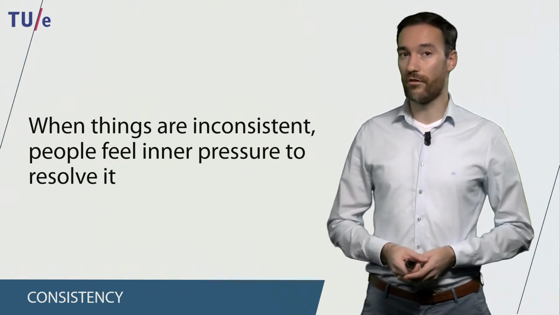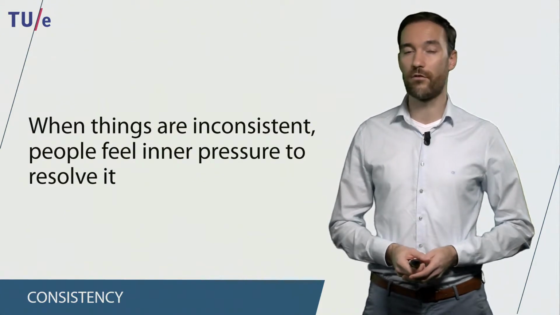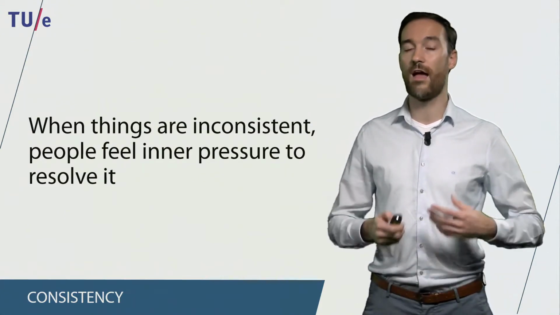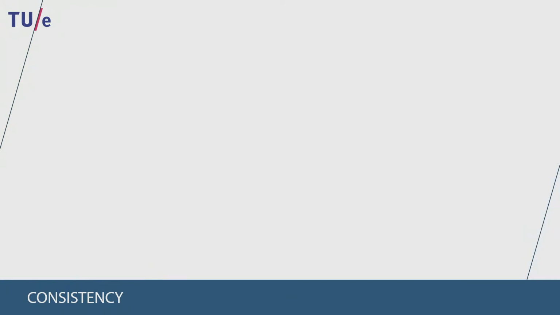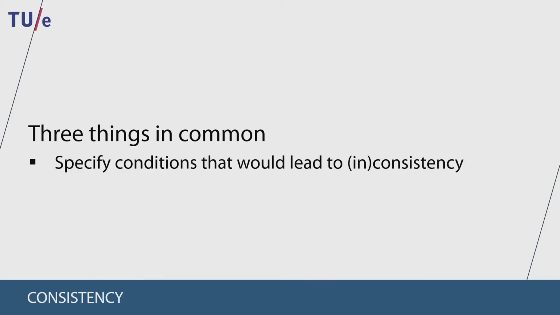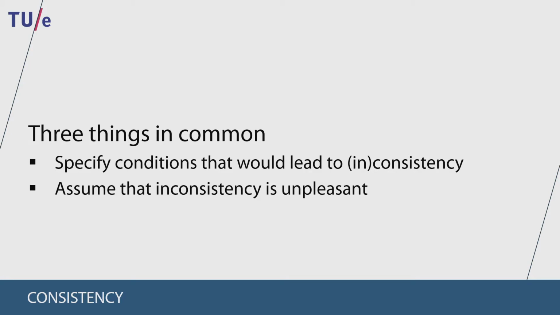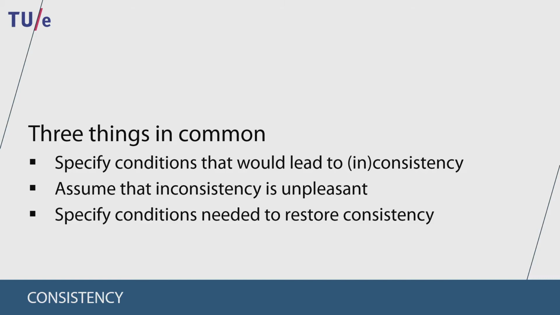When things are inconsistent, people feel an inner pressure to resolve this. And this has led to different theories that explain this inconsistency. Most consistency theories have 3 things in common. The first one is that they spell out the conditions that are required for consistency or inconsistency of cognitions. Second, they assume that feelings of inconsistency are seen as unpleasant. Third, they specify the conditions that are required in order to restore consistency.